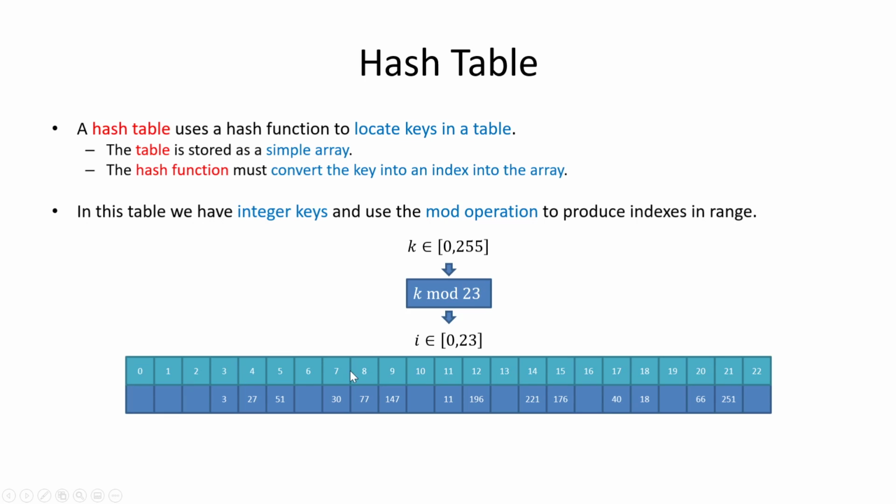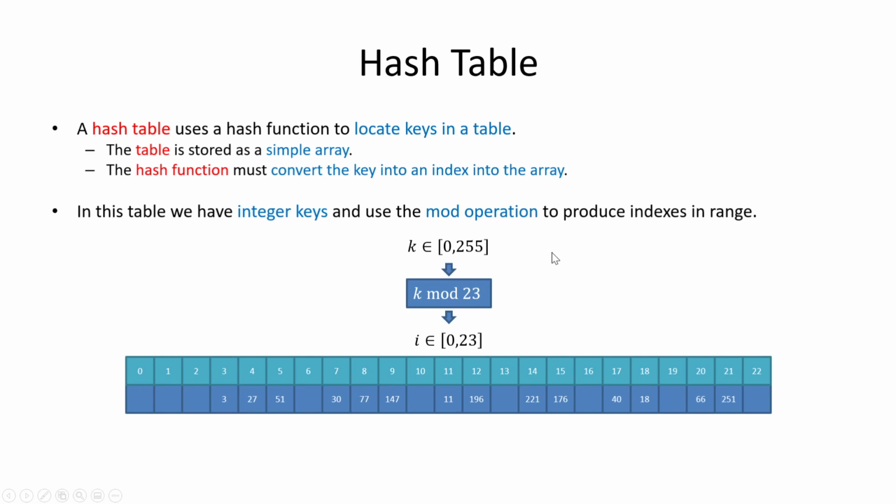For the moment, look only at the light blue here. These are the indices into my hash table. My table, as I said, is a simple array, so it's really just this blue bit. But I've written the indices here to make it easy for us to see what's going on.